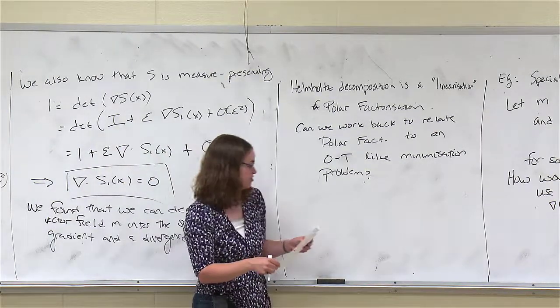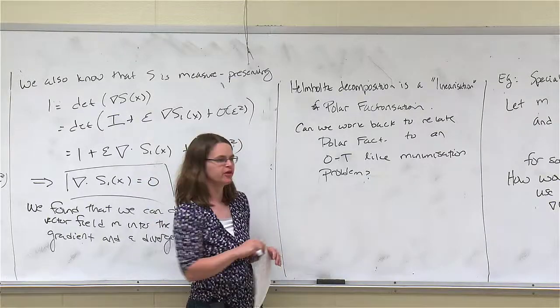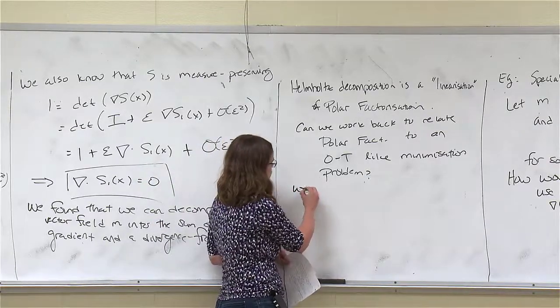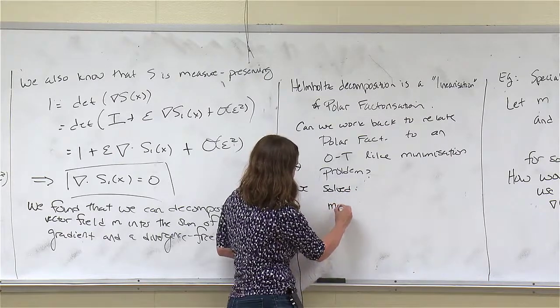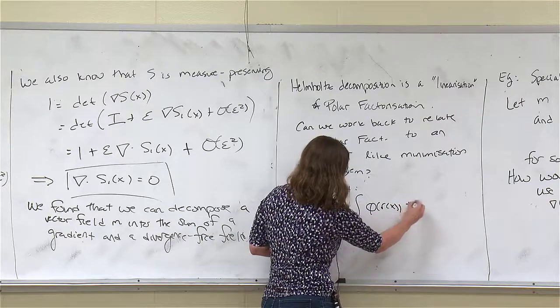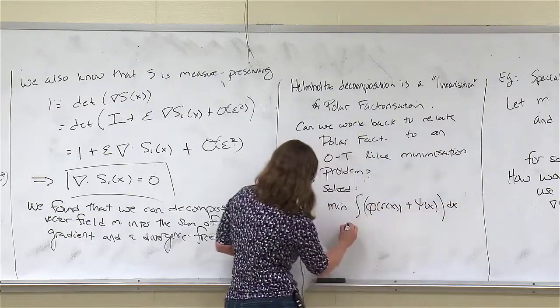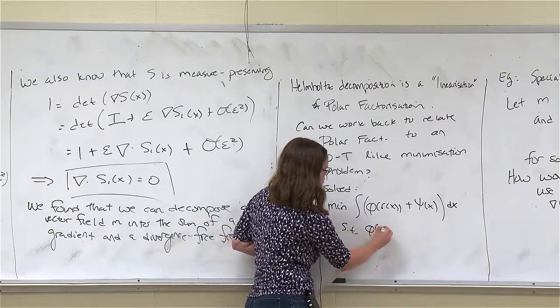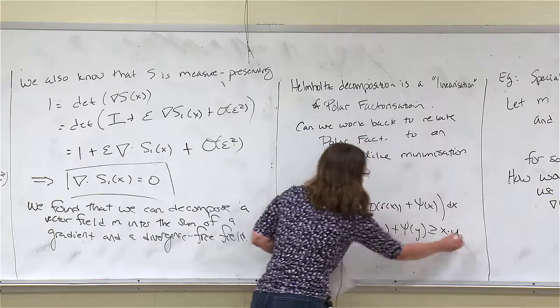Okay, so what did we solve? Let me just write down the dual problem-like thing that we solved. We looked at this. We took the minimum of the integral of phi of R of x plus psi of x dx, subject to some conditions: phi plus psi is greater than or equal to x dot y.